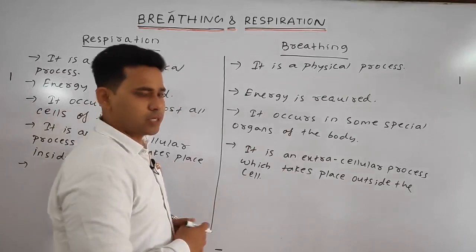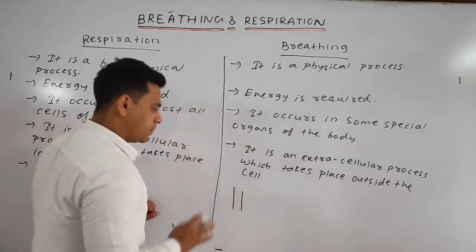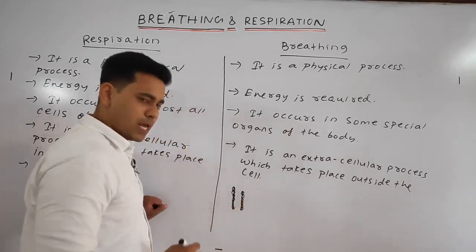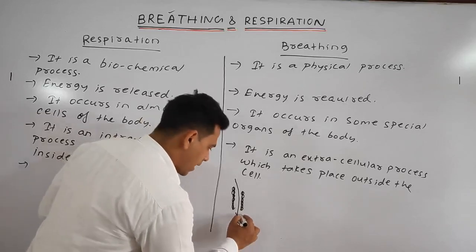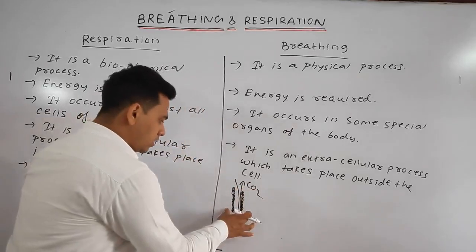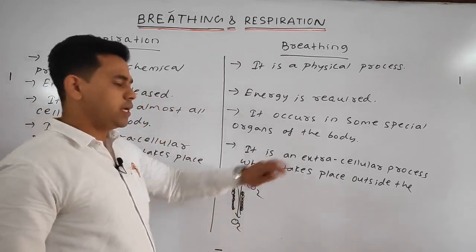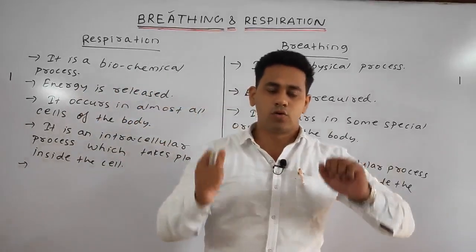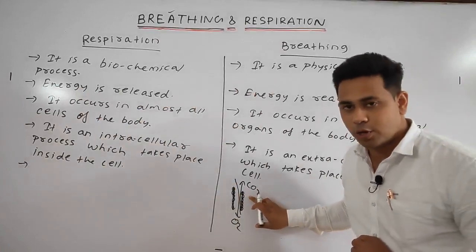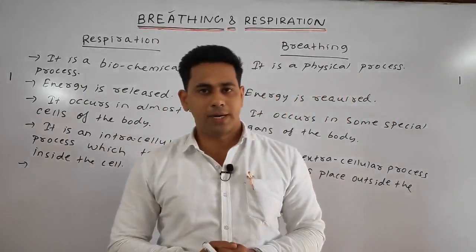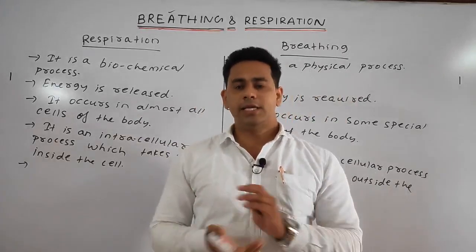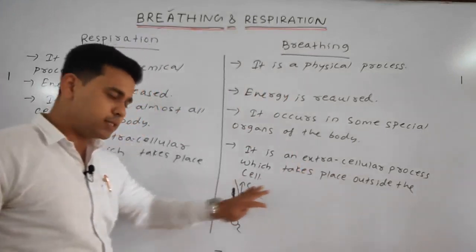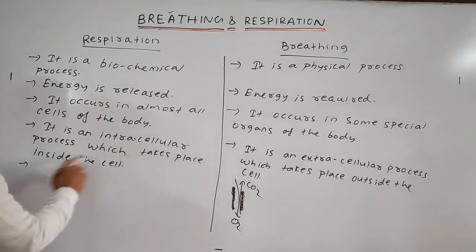How can we say outside the cell? Suppose this is the windpipe and these are the various cells. With the help of the windpipe, oxygen comes in and CO2 goes out. So breathing takes place outside the cell, which is why it is called extracellular. But in respiration, each and every cell that has a glucose molecule is exposed to oxygen, by which the food gets oxidized to liberate CO2 and H2O as byproducts, and energy is released. So breathing is an extracellular process which takes place outside the cell, and respiration is an intracellular process which takes place inside the cell.